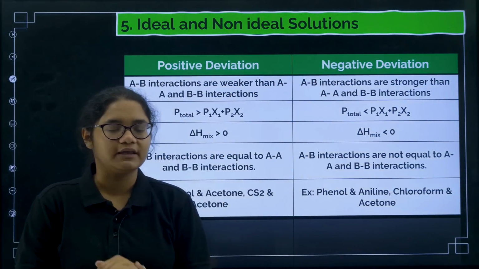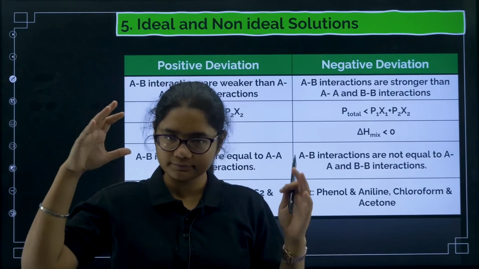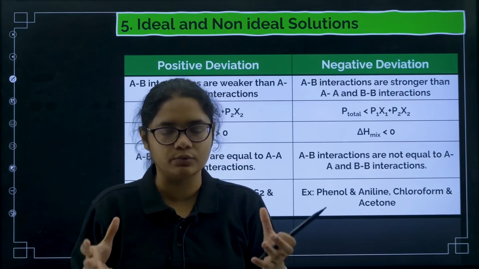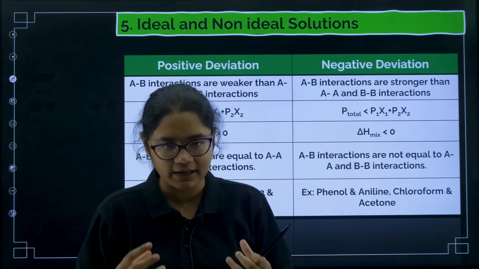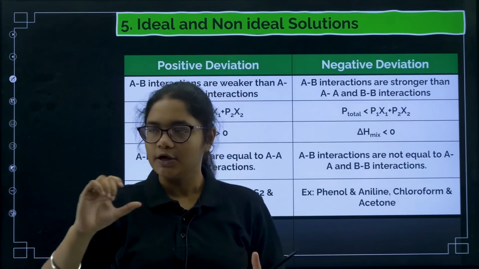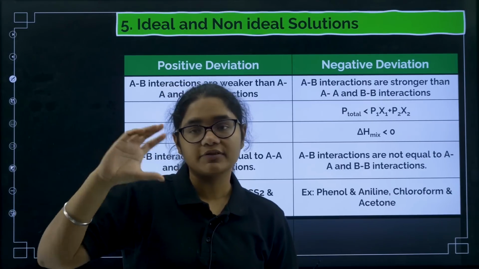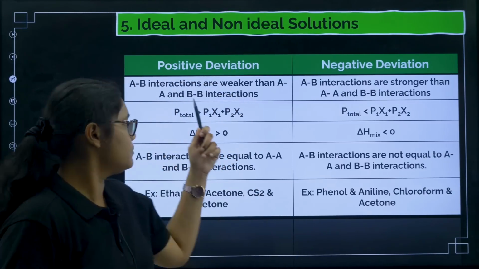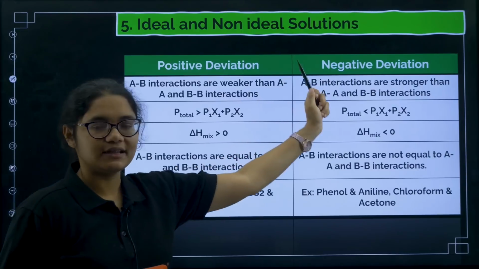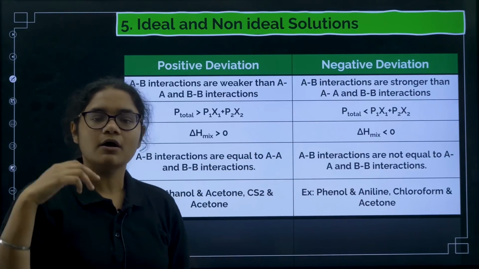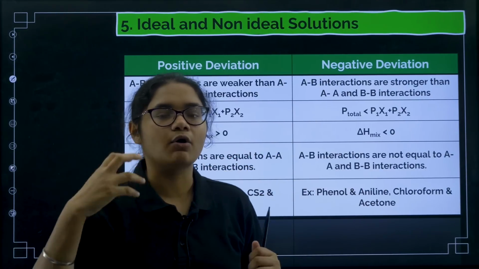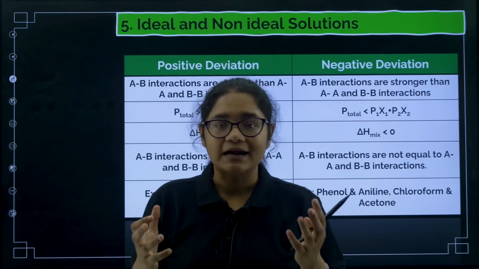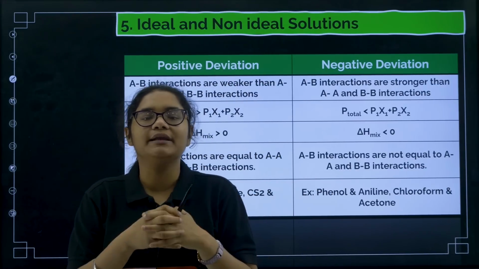First of all, the very thing you should know is that you mixed two solvents or two volatile liquids, A and B. You measured the pressure, and you calculated the pressure. If the measured pressure is more than the calculated value, it is called positive deviation. If it is less, then it is called negative deviation. Now a question may arise, why is it not equal?